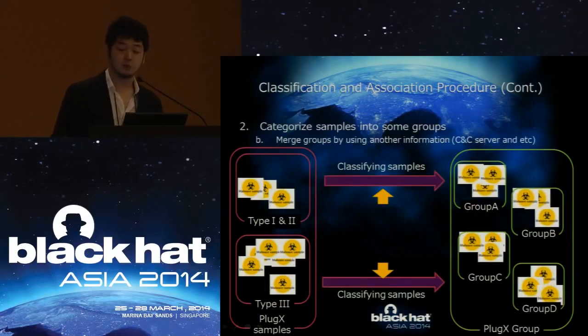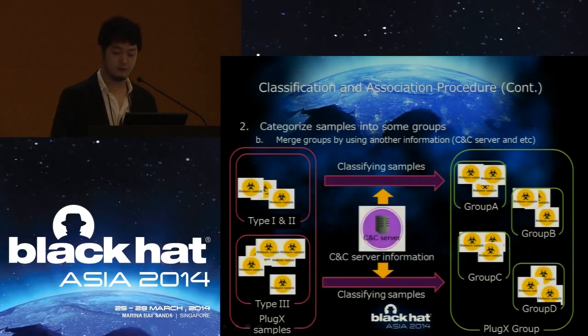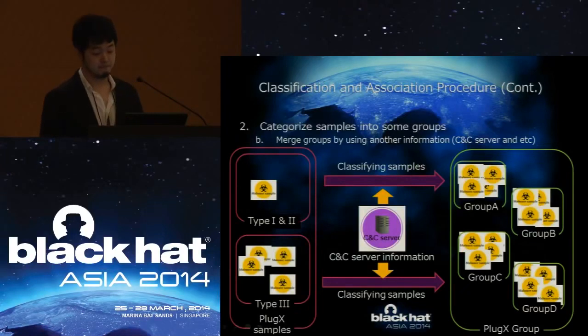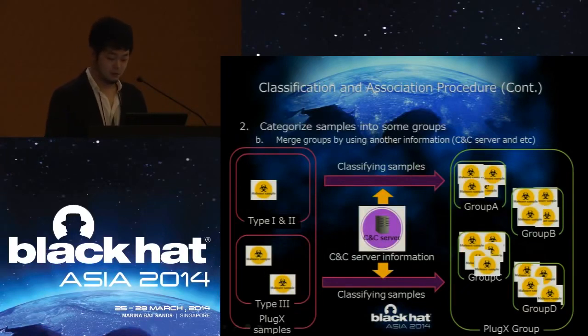Second, in step 2B, we classified the remaining samples further with the CNC server information, like FQDN, IP address, domain name, and email address of the domain owner, like this. Sometimes we use the debug string indicating the version path of PlugX we also mentioned earlier. And in step 2C, we repeated step 2A and step 2B until we classified PlugX samples completely, or until we couldn't find any relation.